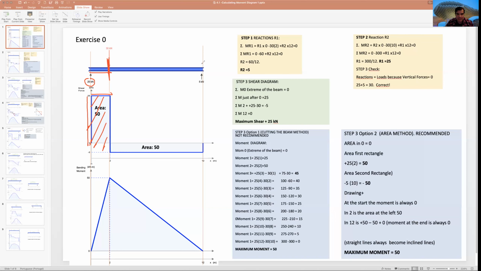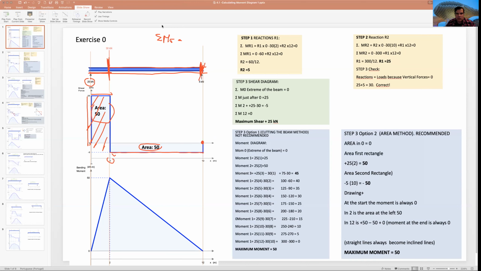And if I do the same here at the end, how much is the moment? Well, the area will be 50, and this will be 10, that is 12 minus 2, multiplied by 5, that is also 50. Well, the moment at this point, just before 5, will be the summation of moments. Just before 5, the 5 disappears: 30 multiplied by the distance, negative, that is 300, and 25 multiplied by the distance, that is 12, is also 300, so it is 0.